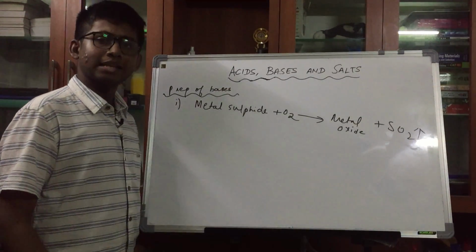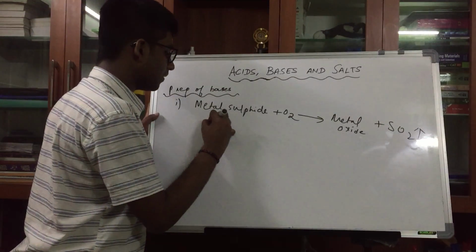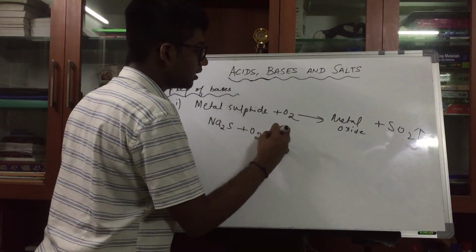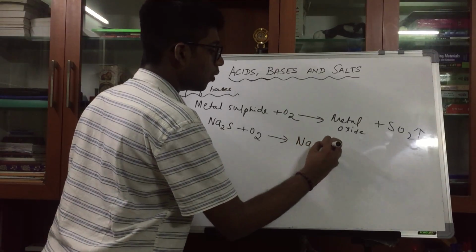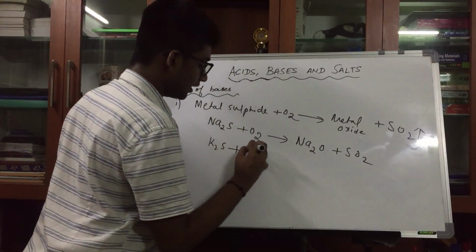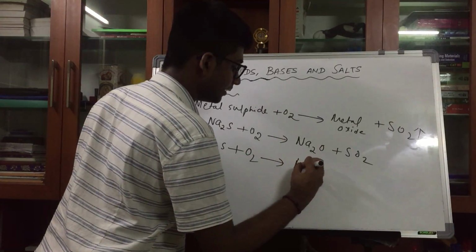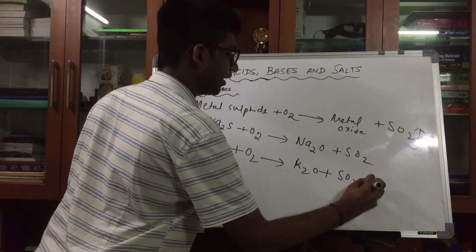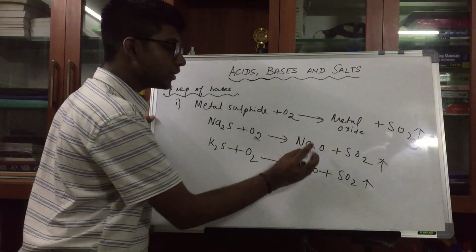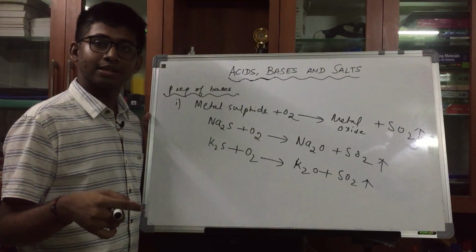And then when you take metal sulphide, for example Na2S, and then pass it through oxygen, you'll be getting Na2O, and then you'll be getting SO2. Likewise, when you pass K2S through oxygen, you'll be getting K2O, and then you'll be getting sulfur dioxide. Sulfur dioxide can be identified in the way I told you, and these are all bases because they have the O2- anion.